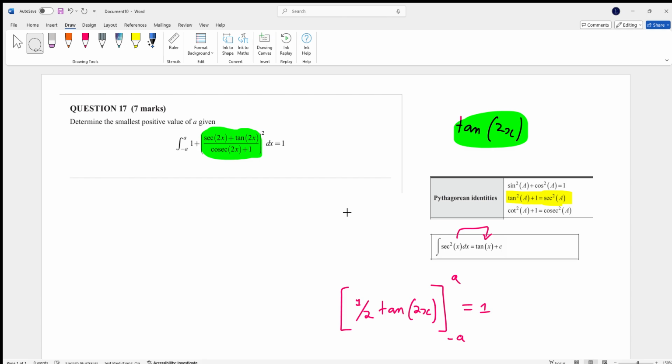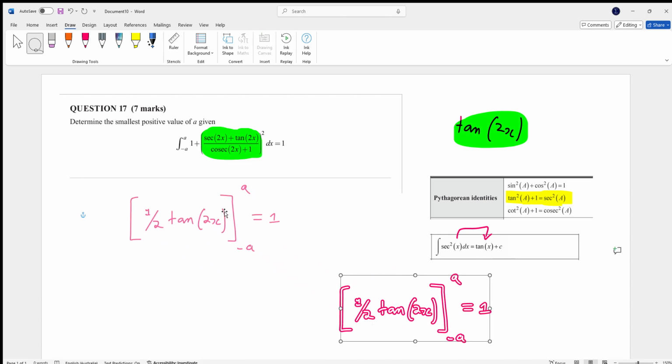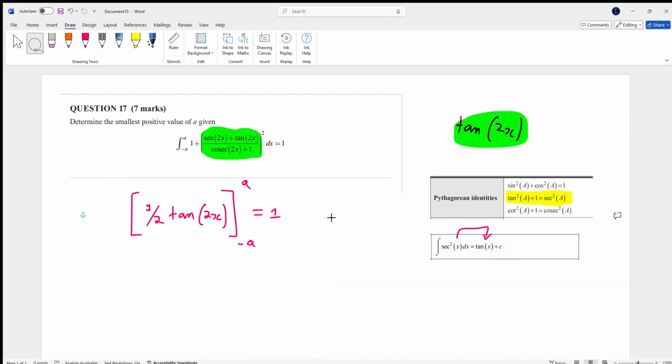Okay, let's go here. Now remember, this is tech free, completely tech free as well. We need to work out the smallest positive value of a with this here. So here, just treat it like any other integral. Start chucking in the bounds. So it's going to be a half tan of 2a minus a half tan of 2 times negative a equals 1.